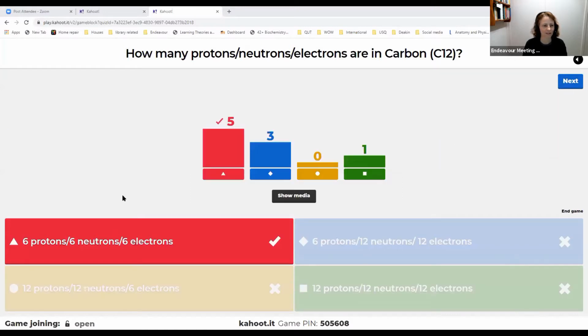So 5 said that there's 6 of each one. 3 said there was 6 protons, 12 neutrons, and 12 electrons. But don't forget that the 12 stands for the amount of neutrons and the protons added together. So you would halve that number to get the number of protons and the number of neutrons. And of course, the electrons is roughly approximately the same number as the protons, unless it's in an ionic form. And so, of course, that should be 6 as well.